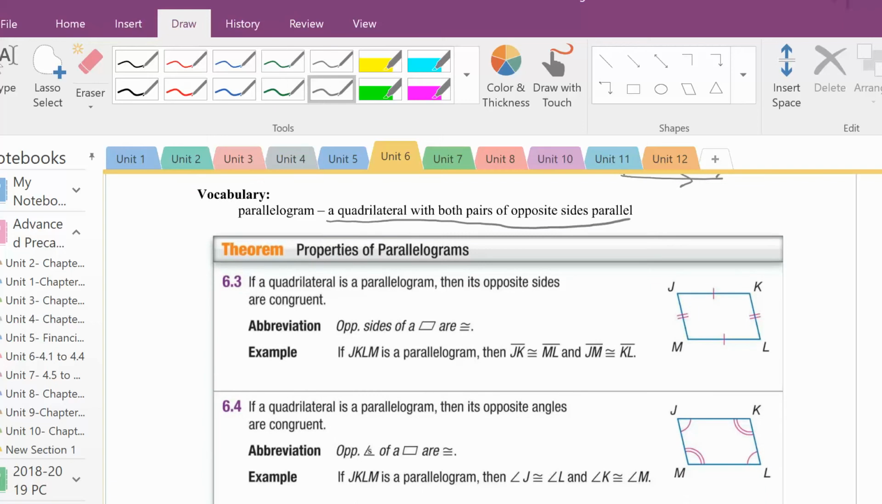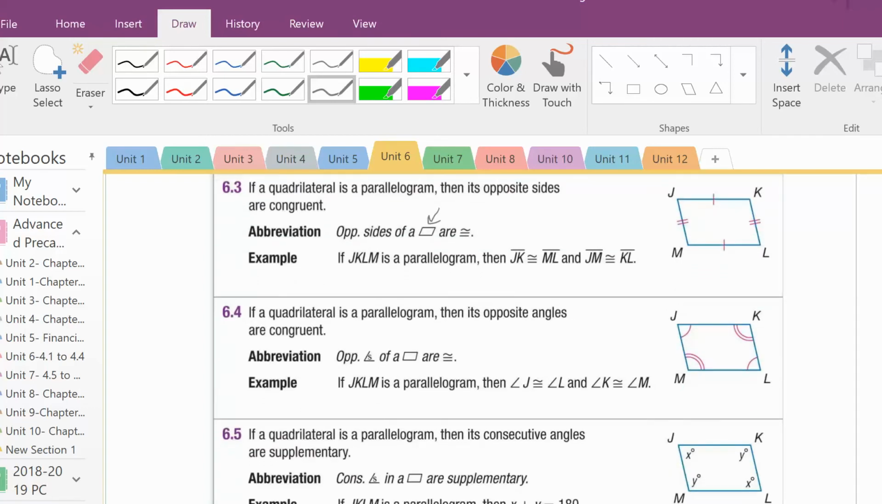So, some properties of parallelograms. Theorem 6.3: if a quadrilateral is a parallelogram, its opposite sides are congruent. So opposite sides of a parallelogram are congruent. Anytime you see this little icon here, that means parallelogram. So not only are the opposite sides parallel, but they're also congruent.